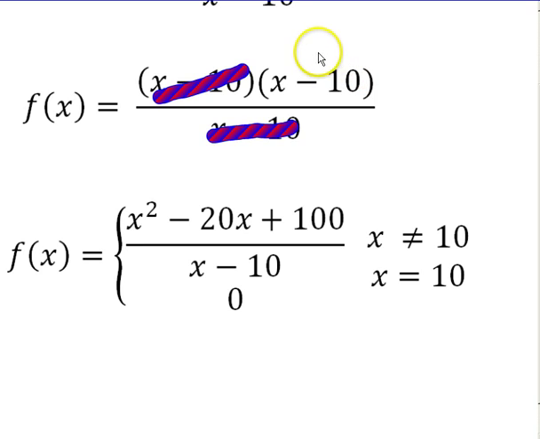So I took a limit of this function right here. The limit as x approaches 10 of x minus 10, I plug in a 10 and I get 10 minus 10 is 0. So when x equals 10, 0 is my answer, and therefore now it is a continuous function and it no longer has a hole at x equals 10. So that's how you remove a hole or a removable discontinuity.